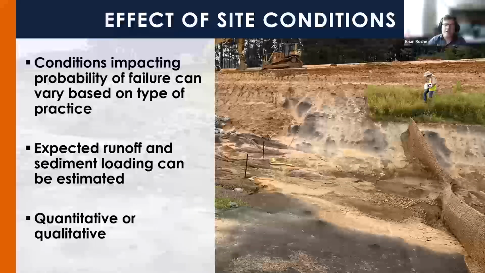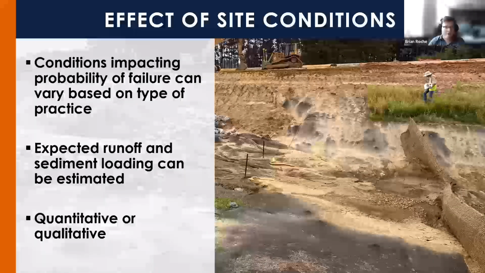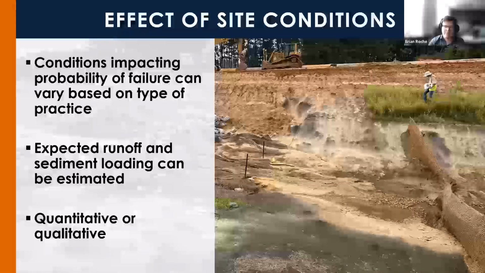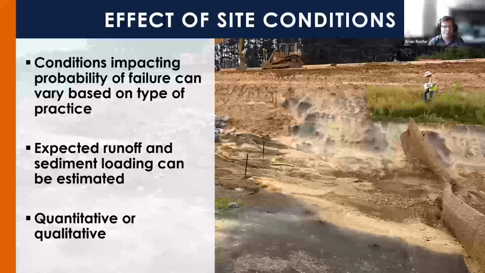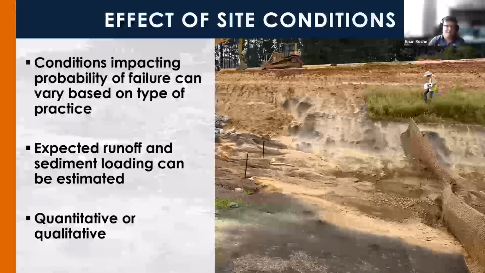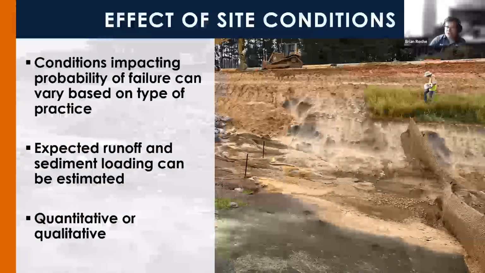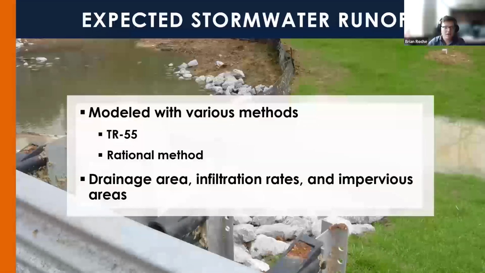The next step would be determining the effect of your site conditions on practice failure. These can also vary based on the type of practice. You can also model expected runoff and sediment loading, modeling or estimating to determine how those may impact failure probability. This can be through both a quantitative or qualitative process. There are numerous methods to predict stormwater runoff. It can be both peak flows and total volume based on your site conditions, where drainage areas, infiltration rates, rainfall rates, and impervious areas are typically the driving factors.